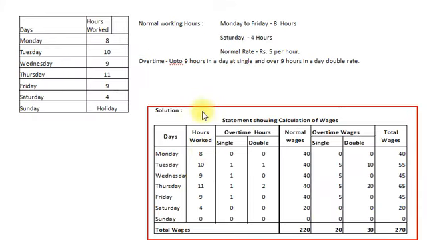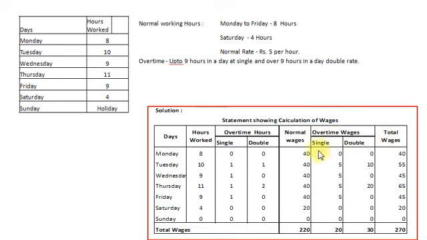For the solution we prepare a table like this. First column days, second column hours worked, next columns overtime hours for single rate and for double rate. Then we will put the next columns: normal wages, overtime wages at single rate, at double rate, and the last column total wages.